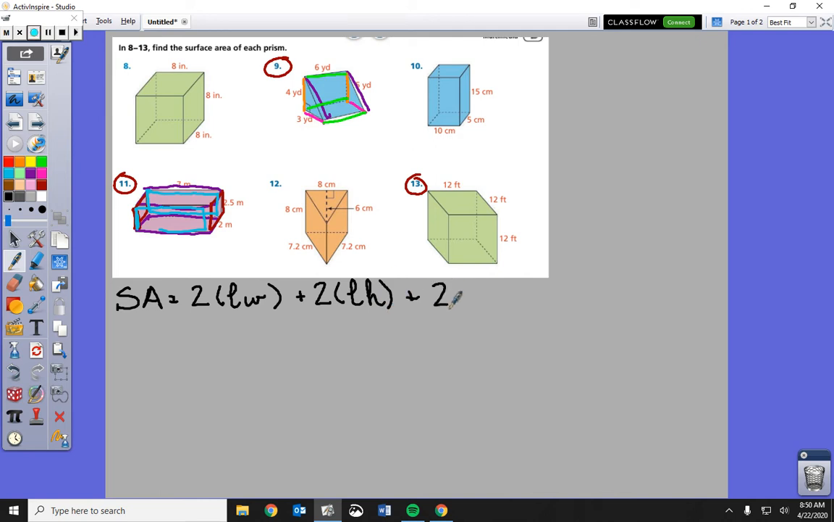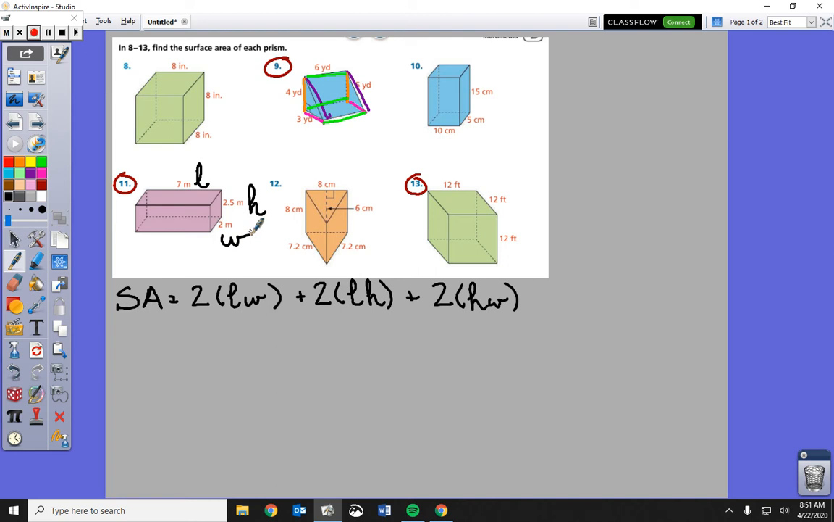Plus 2 times the height times the width. All right. Now, let's make this even a little easier for ourselves. I'm going to go through here and label each one of these as a length, a width, and a height. This would definitely be the height. This could be the length, and this would be the width.